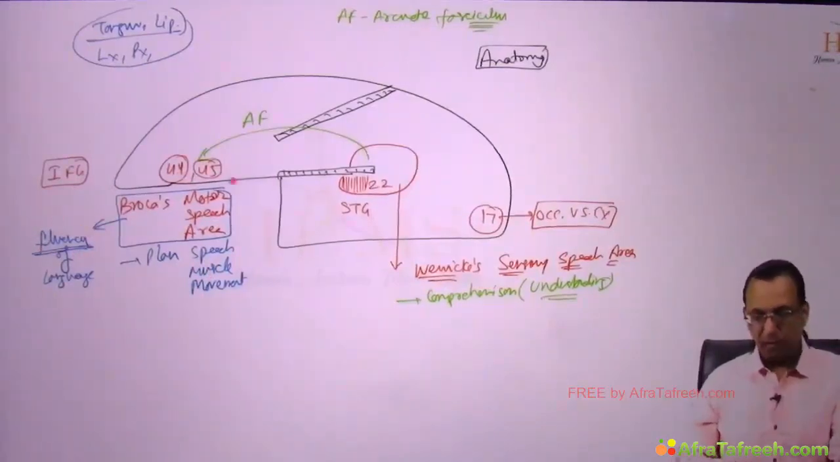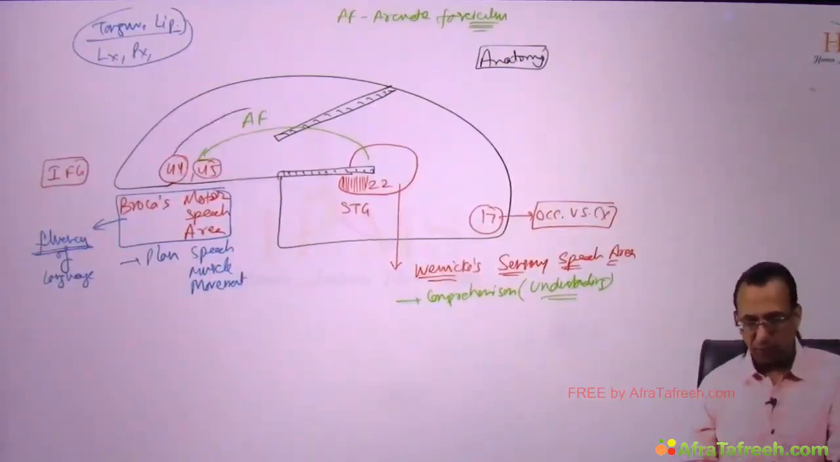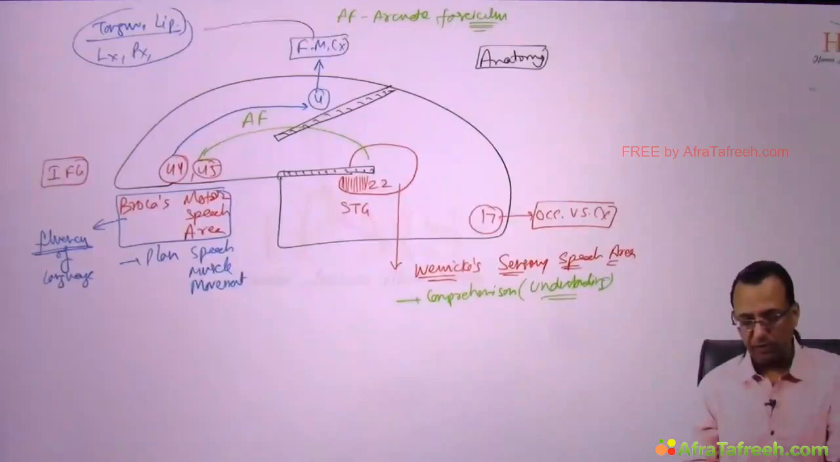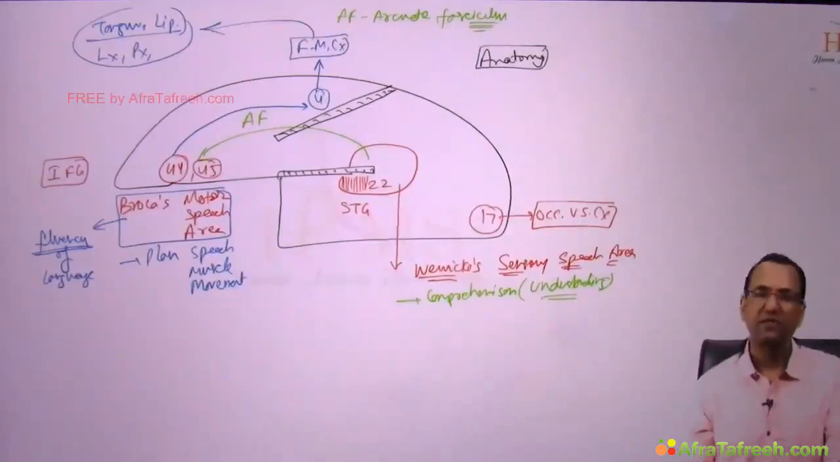Once it has planned, what will happen? Then area number 4 will be activated. And what is area number 4? That is the frontal motor cortex. It will move the muscles of the lip, tongue, larynx, pharynx, whatever.